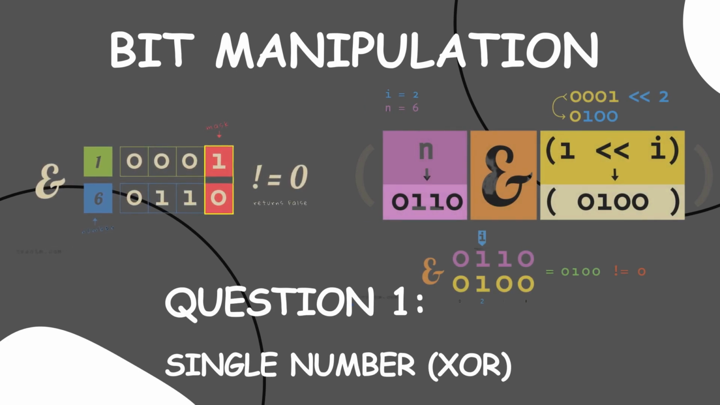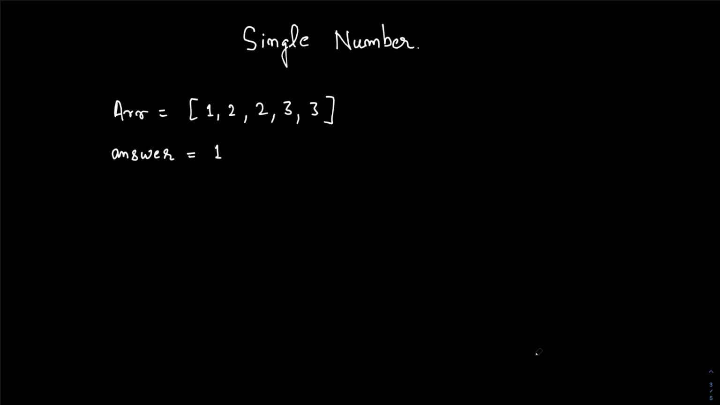So today we are going to solve a question using the XOR operator. The question says that you are given an array of integers and every number is repeated twice except one number, and you have to find out that number.